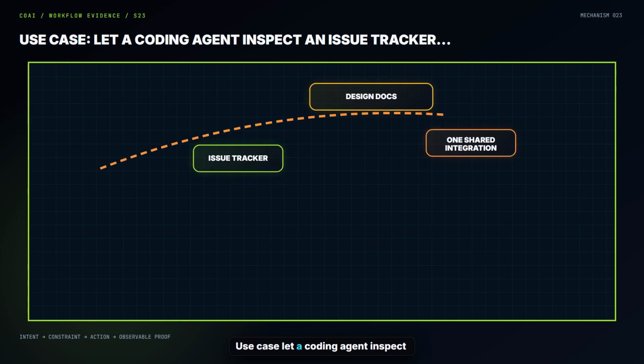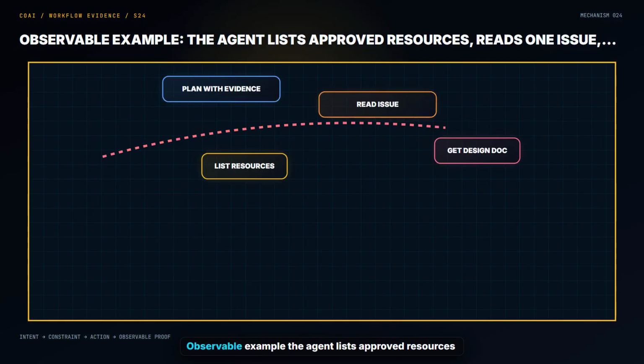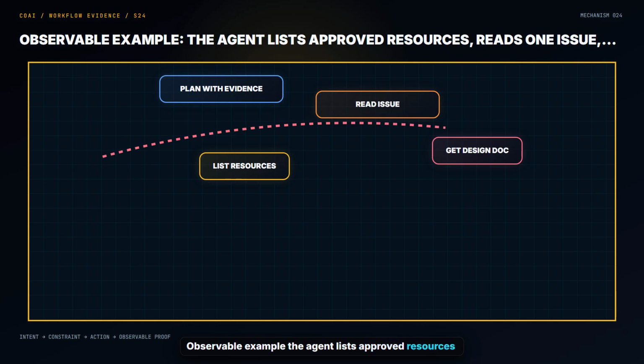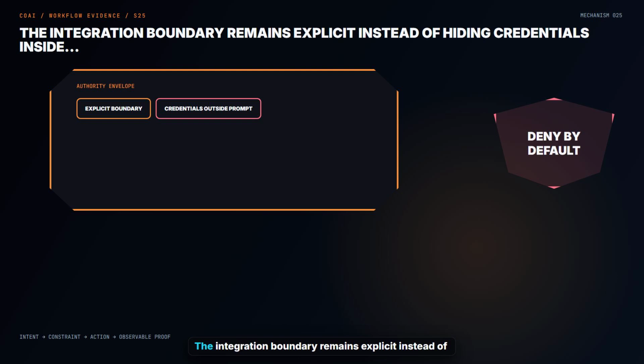Use case: let a coding agent inspect an issue tracker and documentation without building a custom integration into every model client. Observable example: the agent lists approved resources, reads one issue, retrieves the relevant design document, and passes the evidence into its plan. The integration boundary remains explicit instead of hiding credentials inside a prompt.